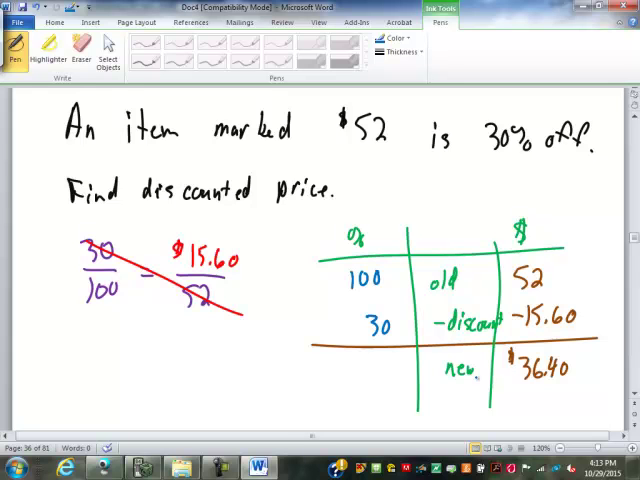Somebody's going to say 130, I know. It's 70. Why is it 70? Because you're subtracting. A discount is subtracting. We're not increasing, we're decreasing. 100 minus 30 is 70%. So what we could have done here, instead of finding 30% and subtracting it, we could have just found 70% of 52. And when we cross multiply and divide, this would have come out to be $36.40.